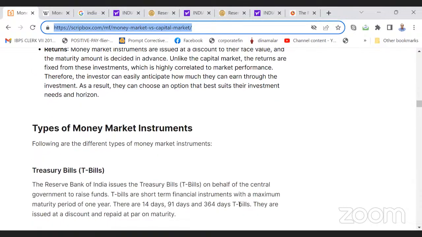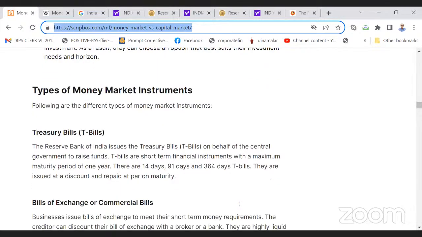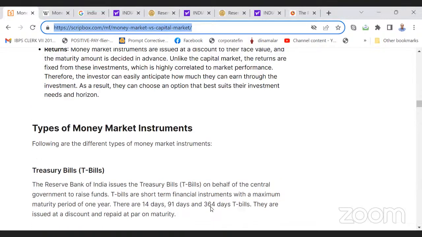Types of money market instruments. Following are the different types of money market instruments. Treasury bills. The Reserve Bank of India issues the treasury bills on behalf of the central government to raise funds. Treasury bills are short term financial instruments with a maximum maturity period of 1 year. There are 14 days, 91 days, and 364 days.